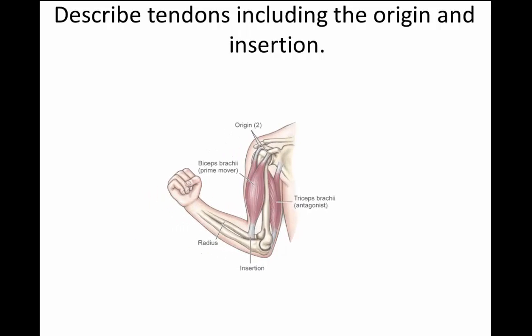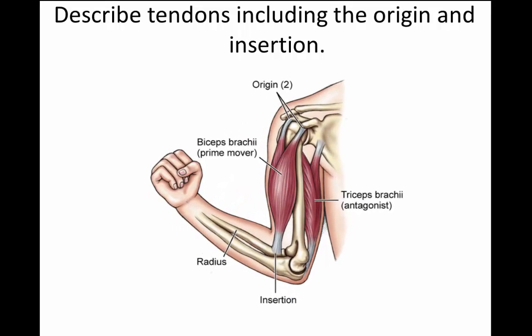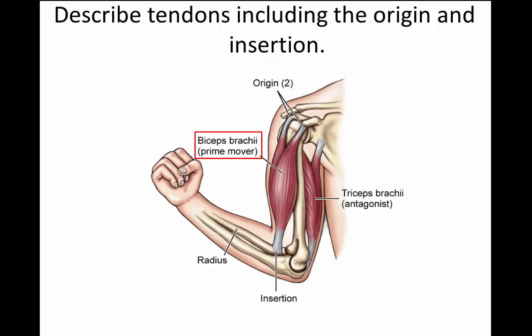So if we were to zoom in here, we could take a closer look at the muscles of the upper arm, and we can see the bones that are involved, the muscles that are involved, and then that there are origin tendons and insertion tendons. Let's take a closer look at the bicep. So we can see that the bicep actually has two origins.